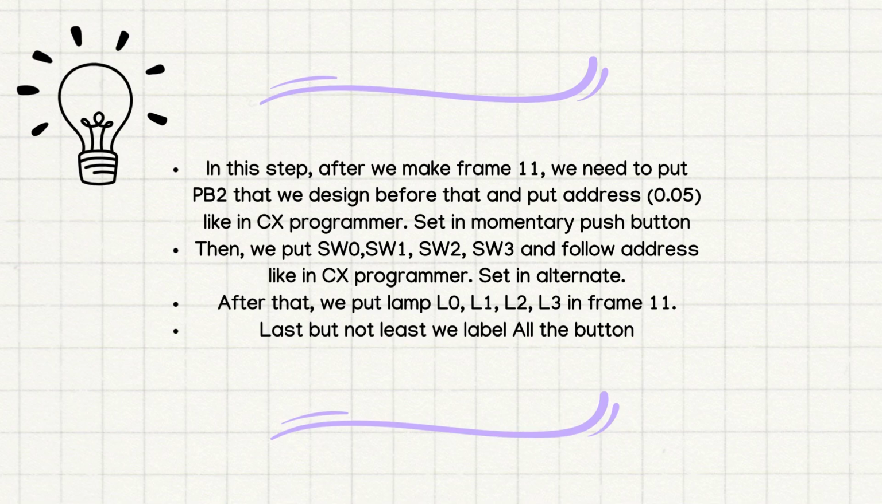After that, we put switch 0, 1, 2 and 3 and follow the address like in CX Programmer. Then we need to set the switches to alternate. After that, we put lamp 0, lamp 1, lamp 2 and lamp 3 in frame 11. Last but not least, we label all the buttons.